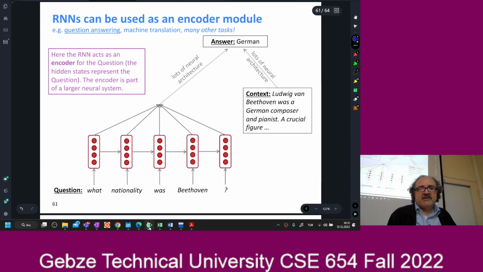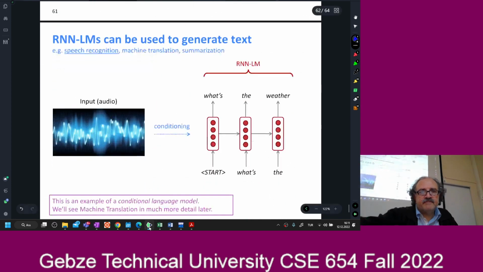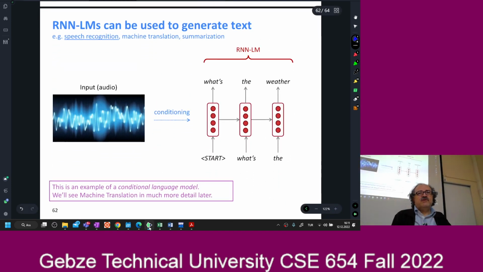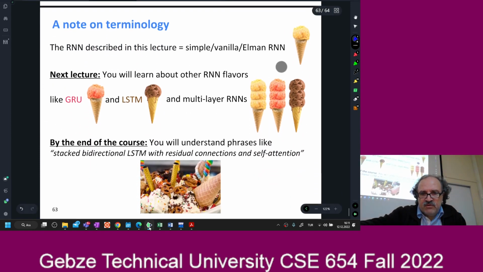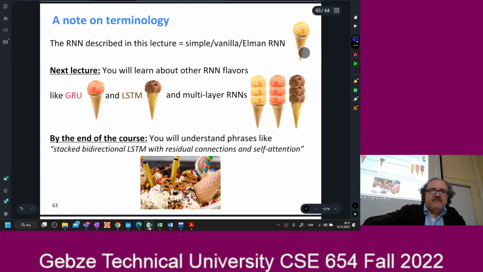I have lots of context about Beethoven. As the context, I have that information in a network, and I get this sentence, "What nationality was Beethoven?" It is encoded, and I feed those two pieces of information into another network, and it gives me the answer: German. We can use RNNs to generate text from sound, speech to text, from audio to text. It works very well. And I guess that's it for now. These are the plain vanilla RNNs that we talked about.